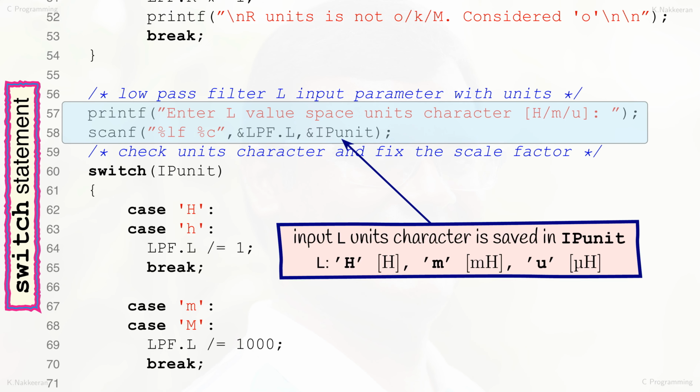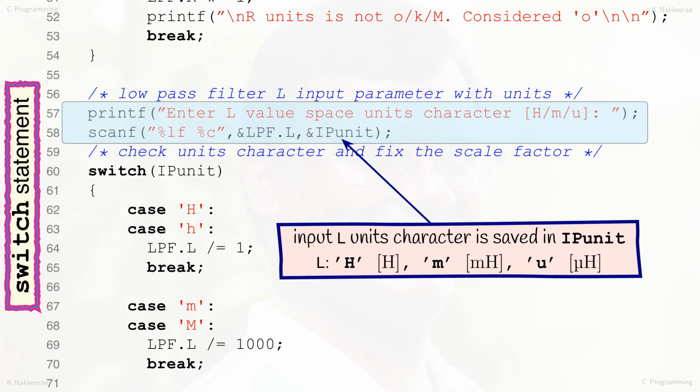Line 57. Printf statement displays the message on the monitor to inform the user to input the L value and alphabet character, either uppercase H or M or U respectively, for henry or millihenry or microhenry units for the inductance. Using line 58, scanf statement, keyboard input L value and units alphabet character are respectively stored in the memory address location of LPF.L and IP unit.